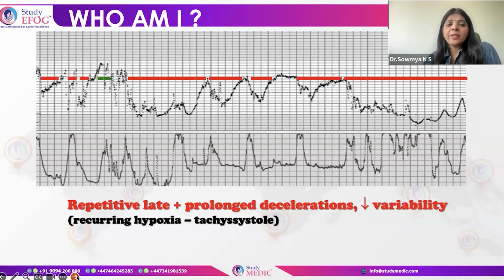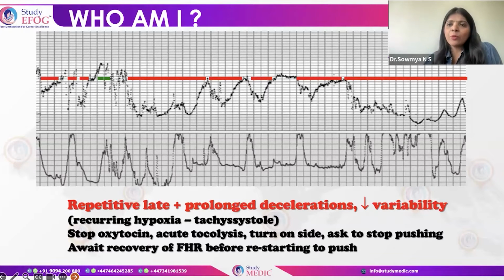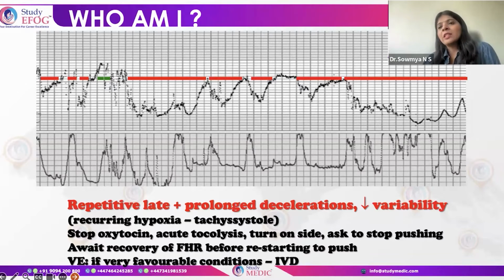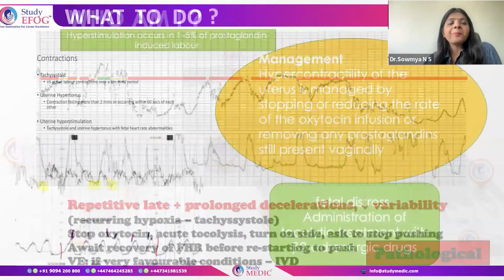There is decreased variability, recurring hypoxia. You can see there is a coupling here. Okay, the point is when the heartbeat is falling, there is a coupling here. So it could be because of excessive contractions or hyperstimulation, which you can call tachysystole. So you have to avoid that. Okay, and ask her to stop pushing and give a tocolytic, which could settle things down. And obviously if it's favorable to go for vaginal delivery, you can think of going ahead. Okay, so obviously this is a pathological CTG at this point of time.